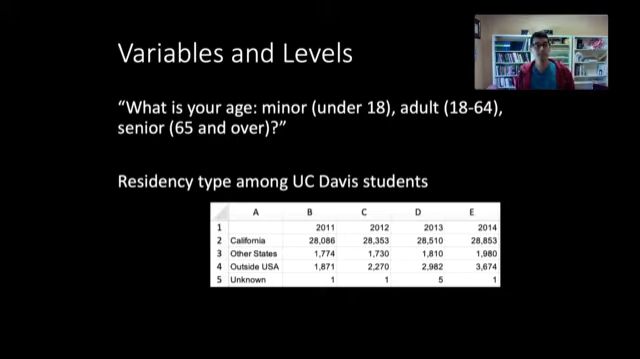So we measured year as just what year were we measuring the enrollment for UC Davis students, and the levels of that variable were 2011, 2012, 2013, 2014. And in this table, we've got 4 different rows for residency because there are 4 levels for one variable. We've got 4 different columns for year because there are 4 different levels to the variable year. So 2 variables, but each one has 4 levels to it. And that's the difference between levels and variables.